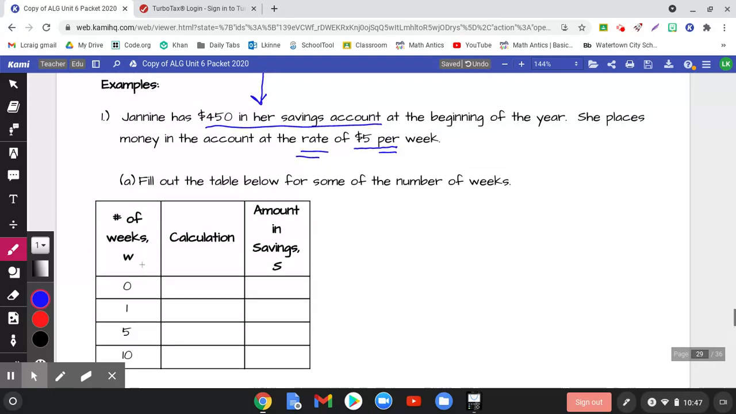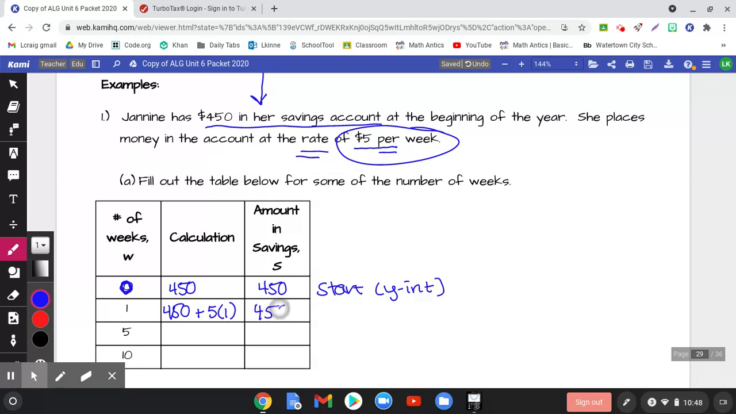If no weeks have passed, this is going to be your starting amount, or your y-intercept, when your x value is 0. So she has $450 in her account. So her total amount is $450. If 1 week passed, she has the $450 plus she gets $5 per week. So 5 times 1 week, she's going to be up to $455. Or you could just type that into your calculator.